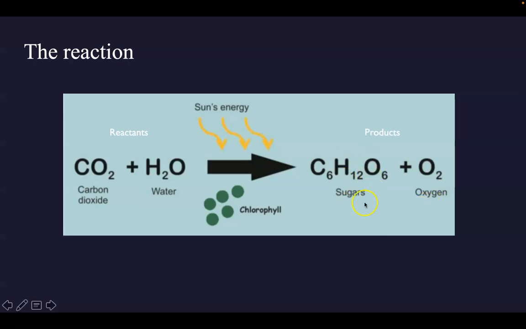So their goal is sugars. That's what they're storing for food. That's the goal of their process. The byproduct that we benefit hugely from is the fact that they make oxygen as well during this process. And these are our products to the reaction, what is made, like the cake. The pieces that go in and the pieces that come out.